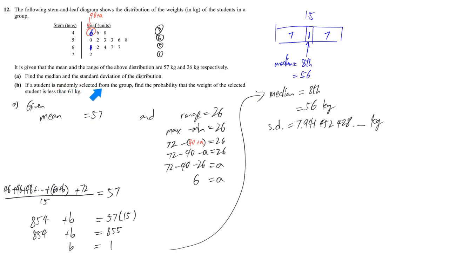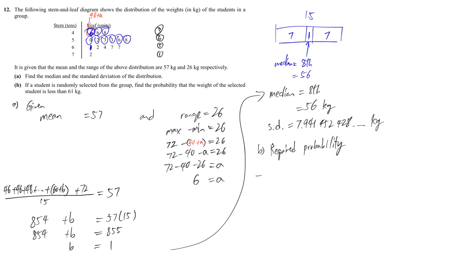If we randomly select a student from the group, we are going to find the probability that the weight of the selected student is less than 61. So you have to ask yourself, less than 61, do we accept 61 kg? The answer is no. Less than means do not include the equal case. So 61 here is not acceptable. We find 58 is okay, 56 is okay, and all the data before. Therefore, we count 1, 2, 3, 4, 5, 6, 7, 8, 9. 9 data fulfill our requirement.